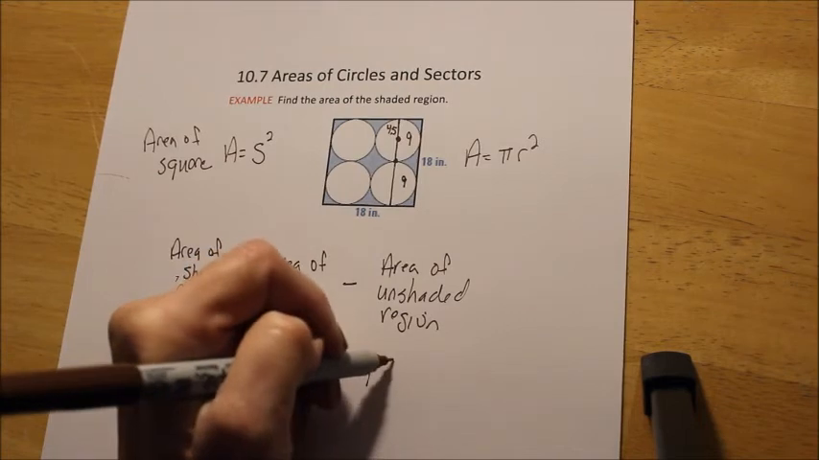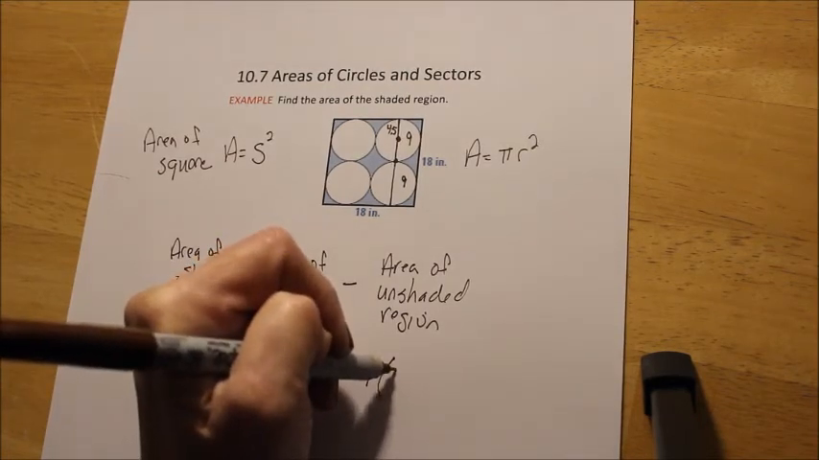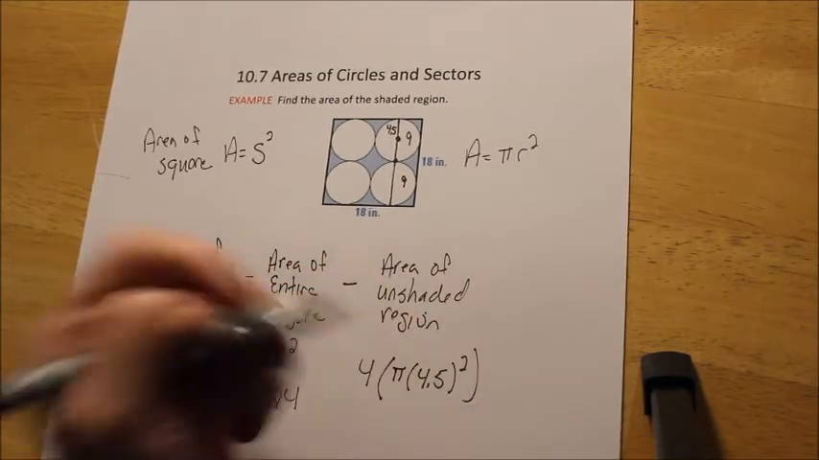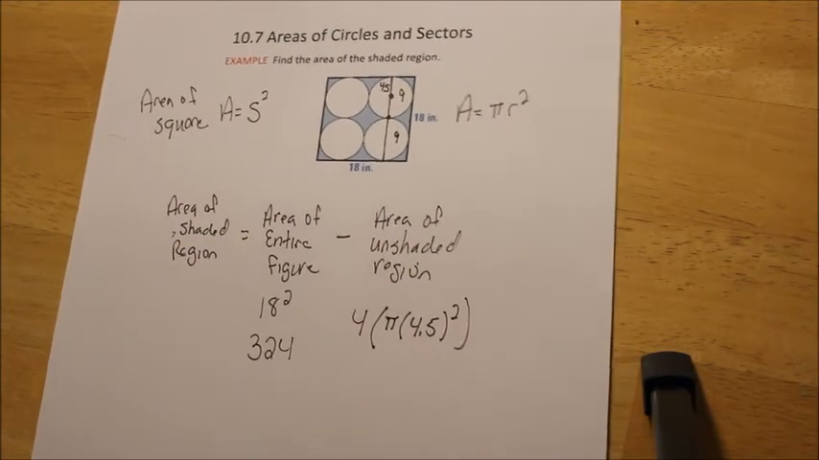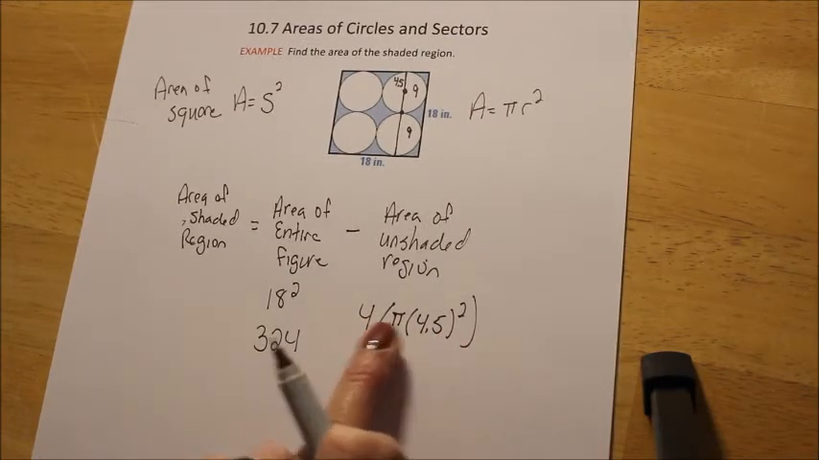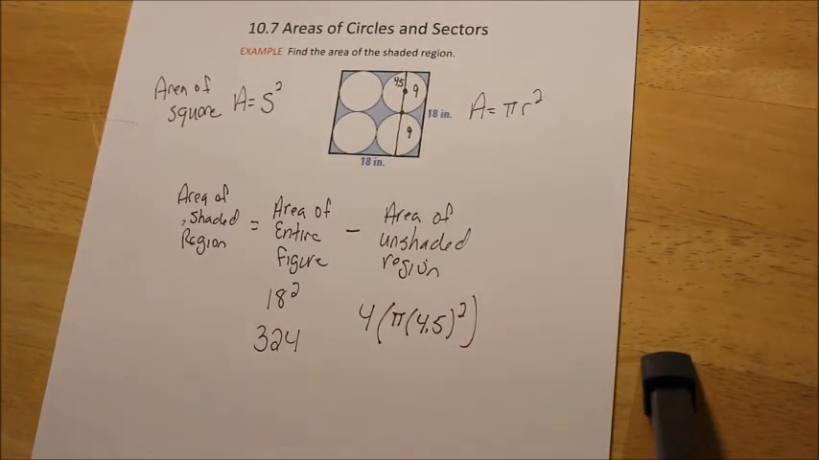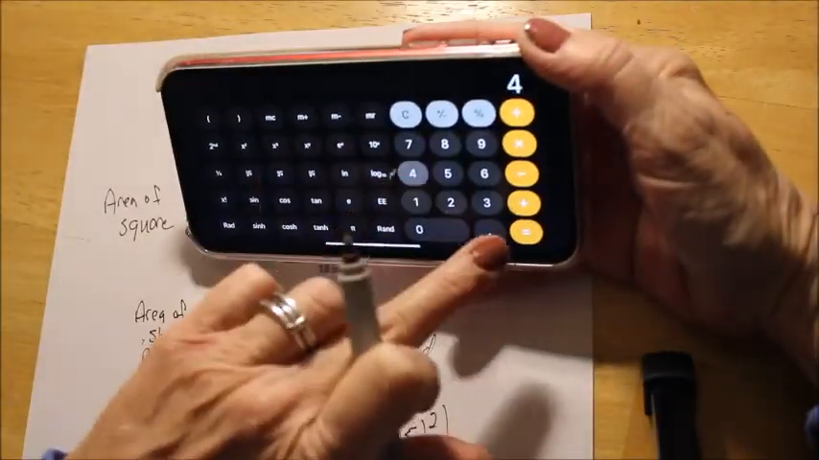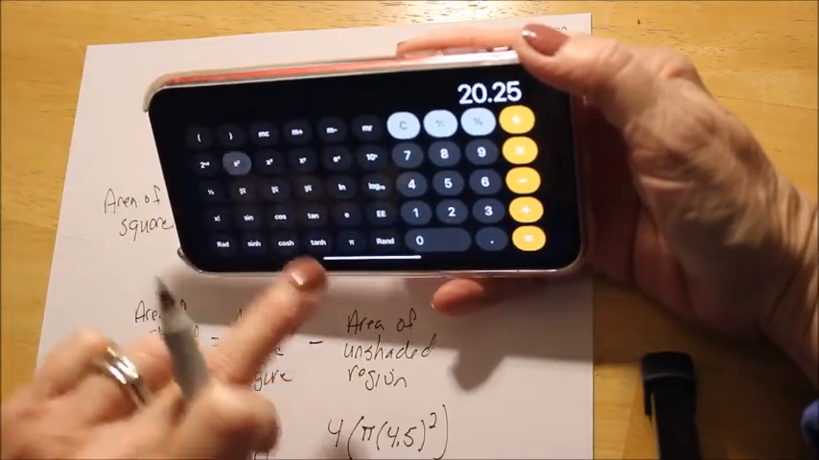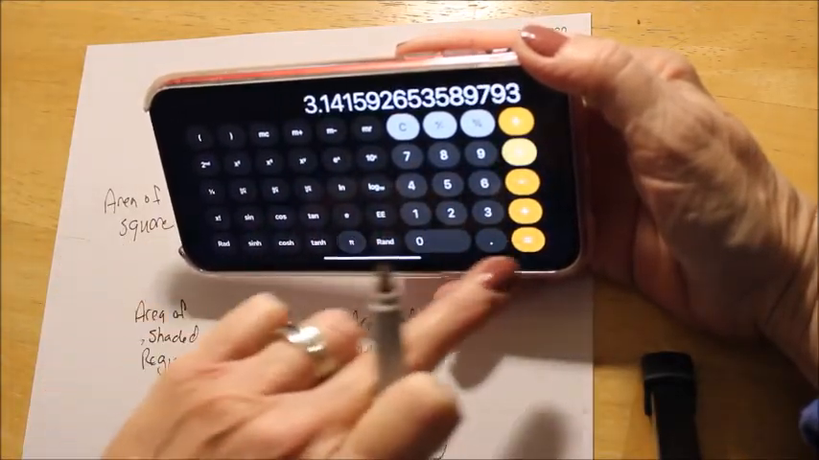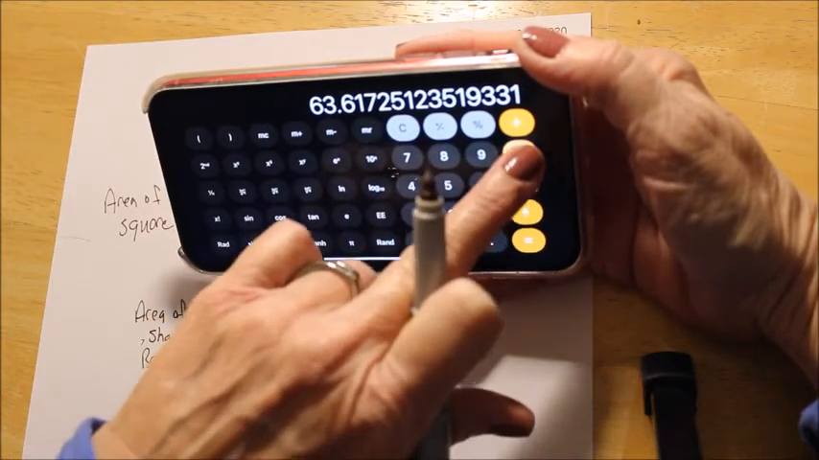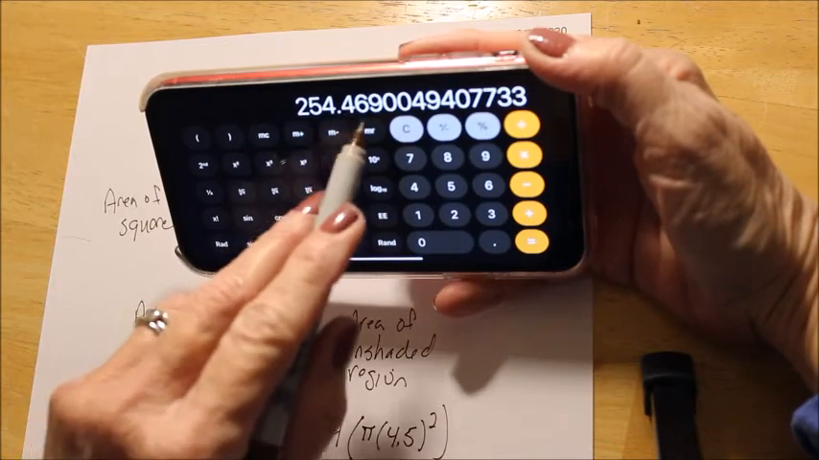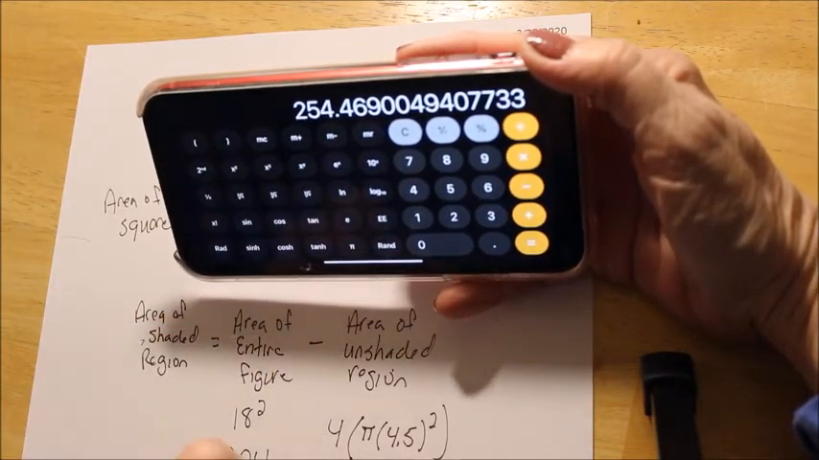So it's going to be 4 times pi times 4.5 squared. And that's going to give me the area of the unshaded. There's 4 of them, and there's my area of a circle. So let's do that. I have 4.5 to the second power, and I'm going to times that by pi. I'm going to get that answer, and then I'm going to times that by 4. And I get about 254.46, or I'll just make it 254.5.